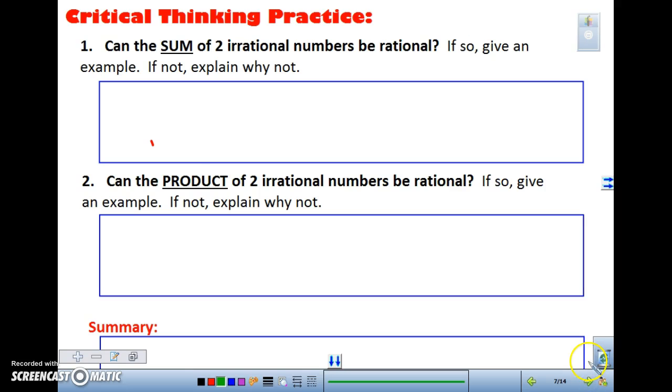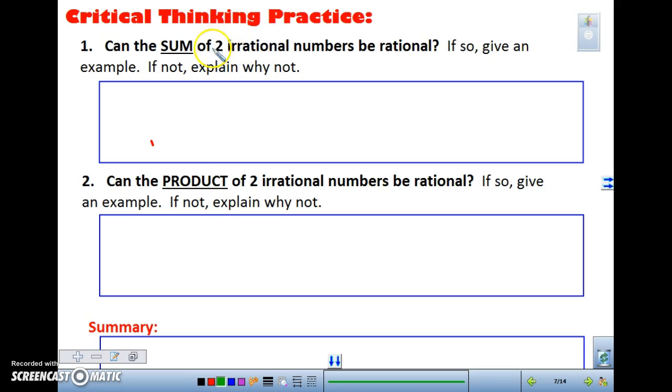As you look at that last page, it says, can the sum of two irrational numbers ever be rational? And if so, give an example. And if not, explain why. The second question that I want you to think about is, can the product of two irrational numbers be rational? And if so, give an example, and if not, tell why. And I do want you to think about this some, and here I want to give you a couple of little hints.